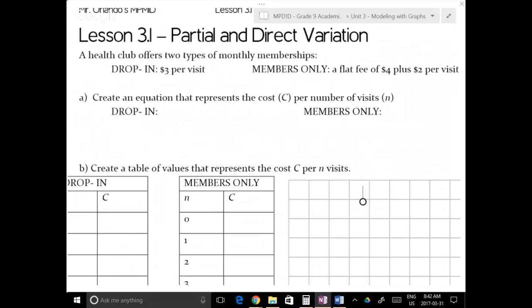Now, just in general, before I even put anything up here, let me ask you, what kind of person would be better off just paying when they visit versus what kind of person would be better off paying a flat fee and then paying $2 a visit? What do you think?